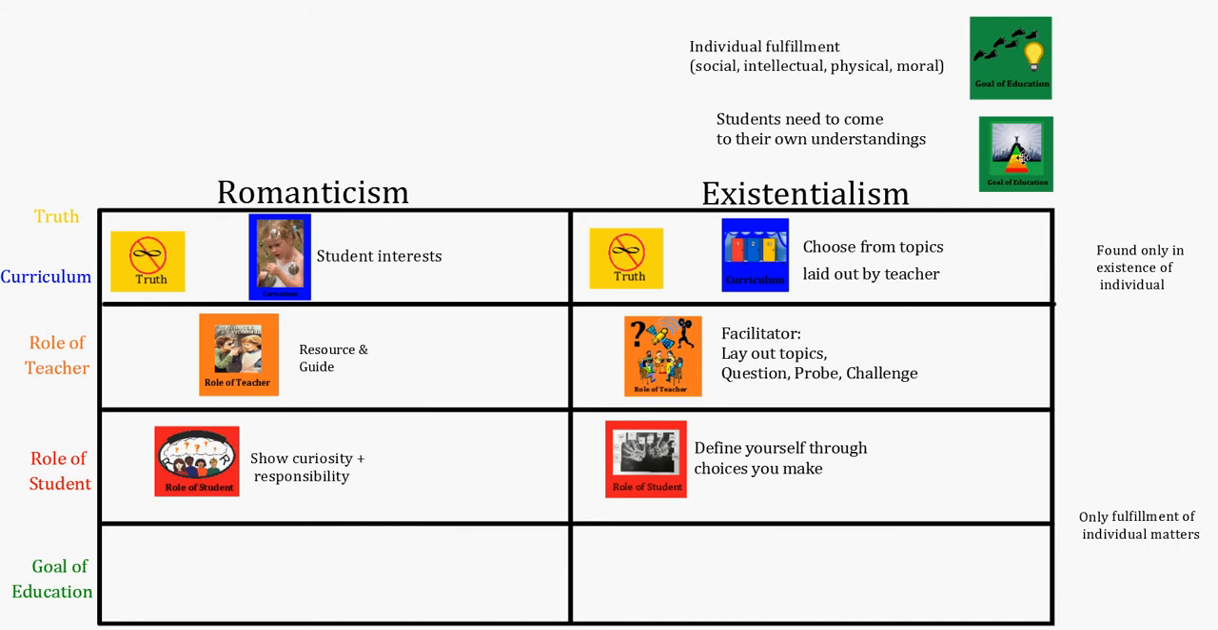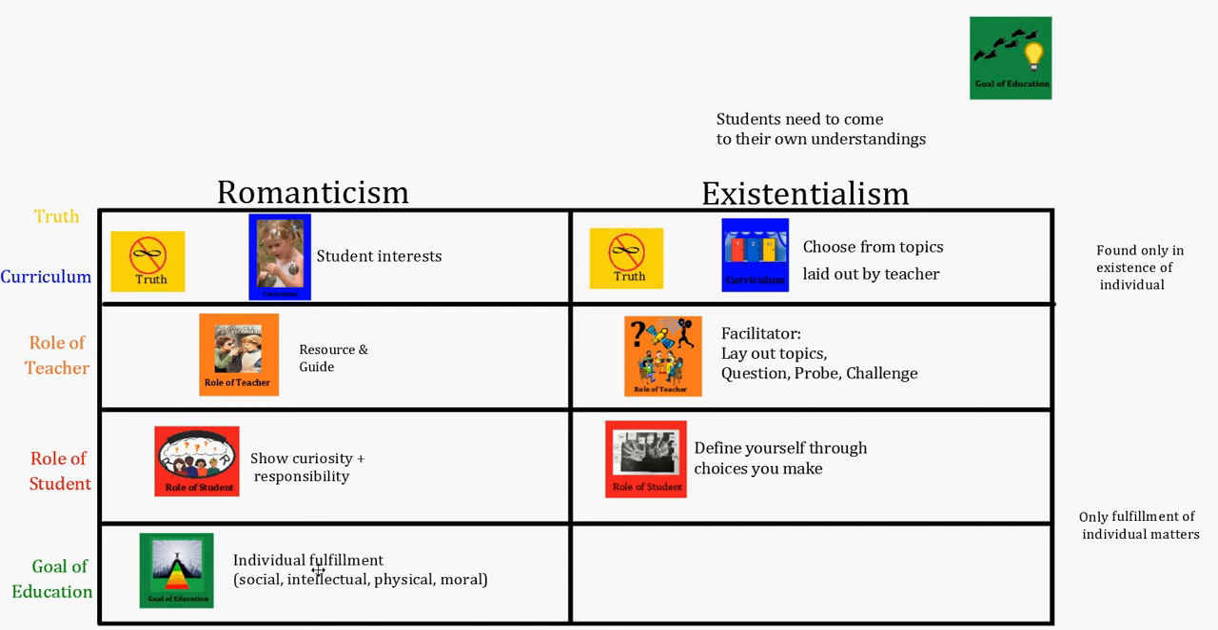So the goal of education for the Romanticist teacher is fulfillment. We are focused in on that individual. The fulfillment, school is personally meaningful, is the little acronym, the little four-letter code, if you will, to help you remember the social, intellectual, physical, and moral. If you were a Romanticist teacher, your focus is to help your students experience that sense of fulfillment in all of these realms, socially, intellectually, physically, and morally.